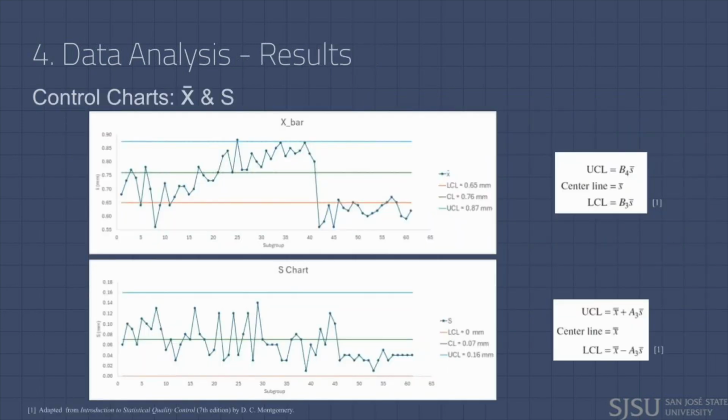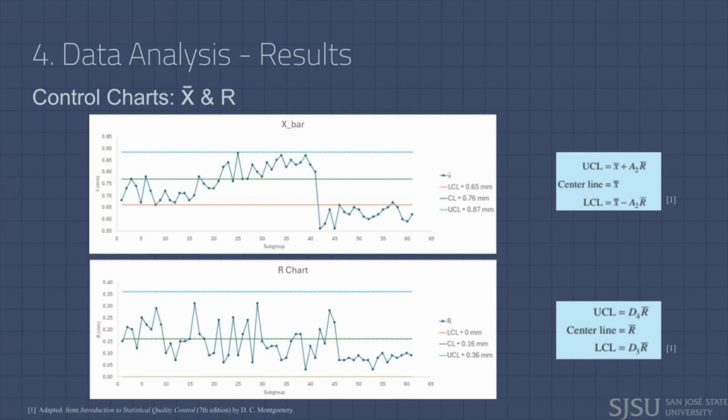The X-bar and variance control charts were generated for the mean of each subgroup of 4 samples for a total of 60 subgroups. In generating the control plots, we found that the average cut width for our process under nominal input parameter is 0.76 millimeters. The lower control limit for the X-bar chart is 0.65 millimeters, and the upper control limit is 0.87 millimeters.